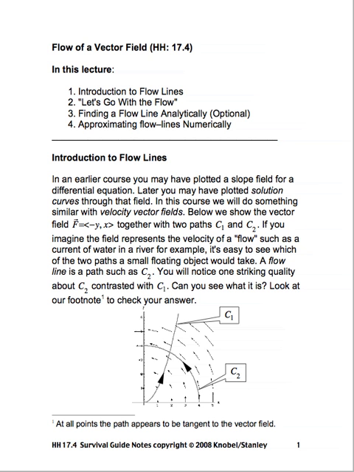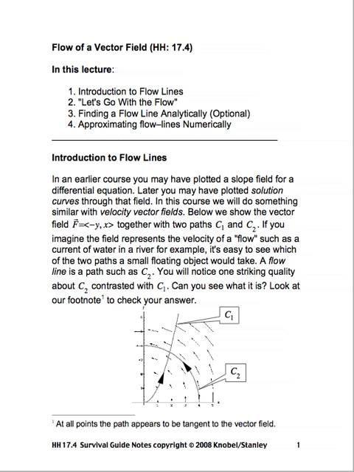Hello, and welcome to a lecture on section 17.4 about flow lines for a vector field. Up until this point, we've been looking at vector fields from the perspective as maps from points in R2 to vectors. What we want to do in this section is add a context to a vector field.